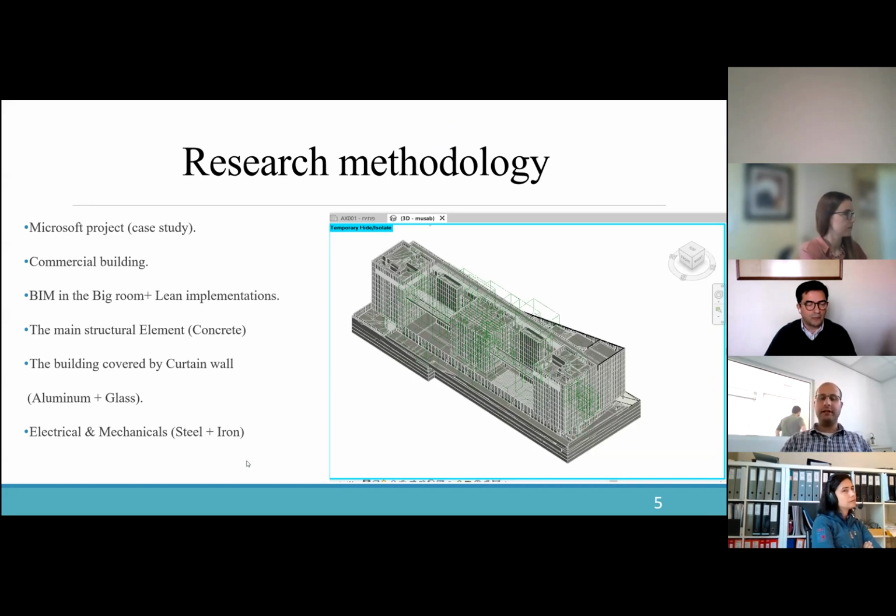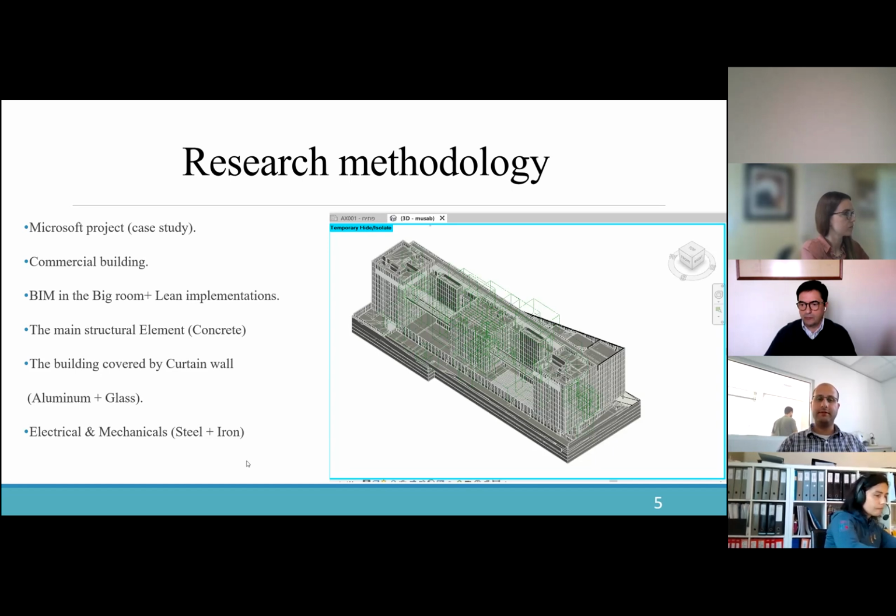Now, they used several innovations during the design and construction of this project. They used BIM in the big room, which means that designers from multiple disciplines were set in offices near the project and worked in a central model, designing the project and optimizing its performance from an environmental perspective. Also, they used lean implementations like the last planner system, which is a production planning and control method, value stream mapping, 5S, all the lean techniques in terms of managing the project.